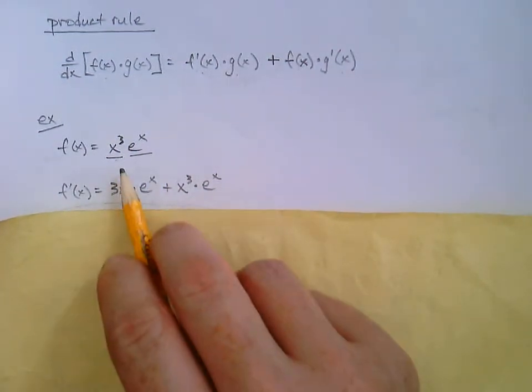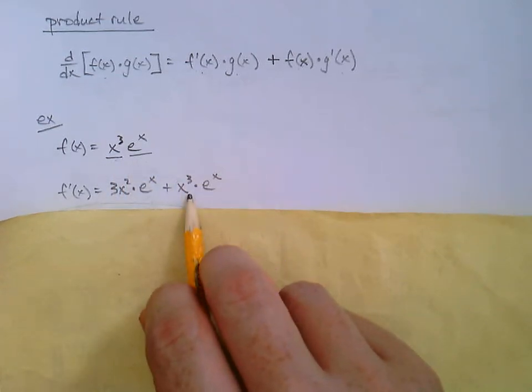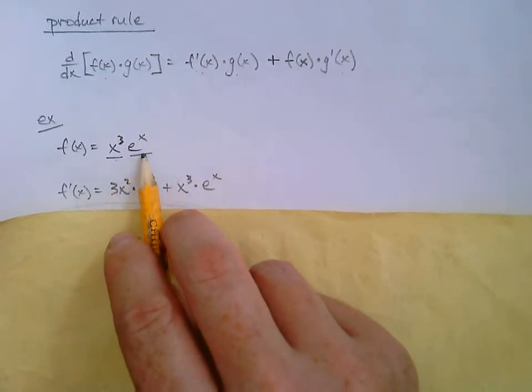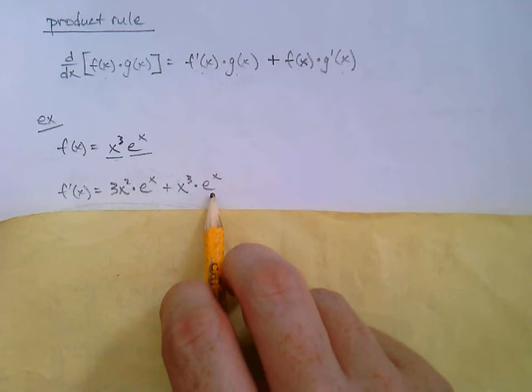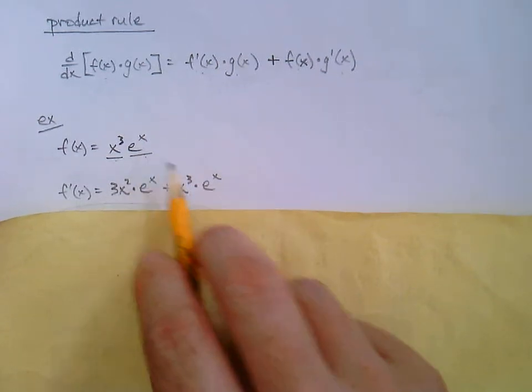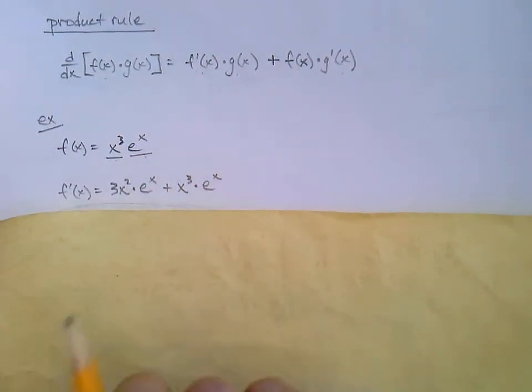Plus, and we do the opposite. We copy the x to the third, multiply. Now here we are taking a derivative. It just happens to be e to the x, whose derivative is also e to the x. And there it is.